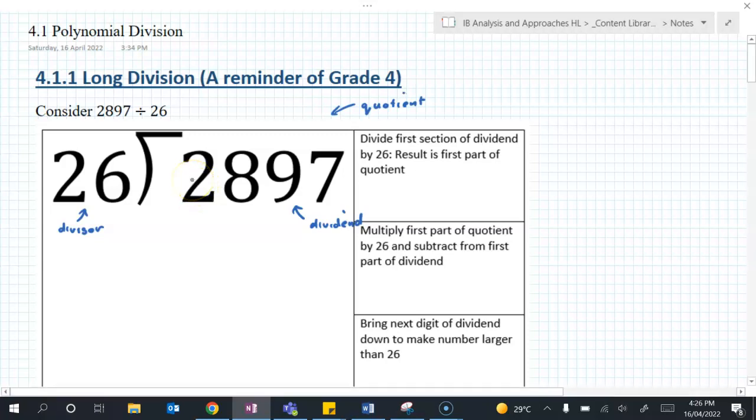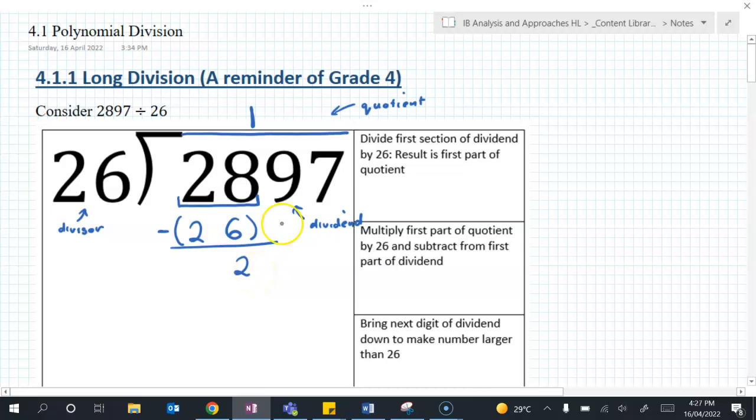So you've got to divide the first section of the dividend by 26. Now 2 into 26 doesn't go because 2 is below 26, so then I consider both the 2 and the 8. And so I'm going to divide 28 by 26. So 28 by 26 goes one time. And then I take this 1, the first part of the quotient, and I multiply it by 26. So 1 times 26 gives me 26, and then I subtract it from the 28. So 28 take 26 gives me 2.